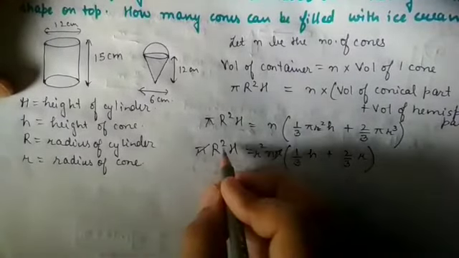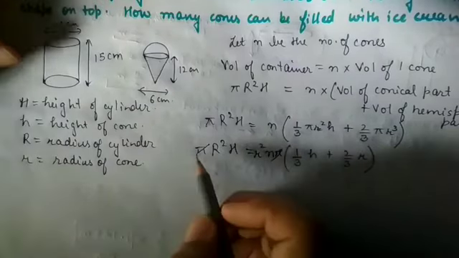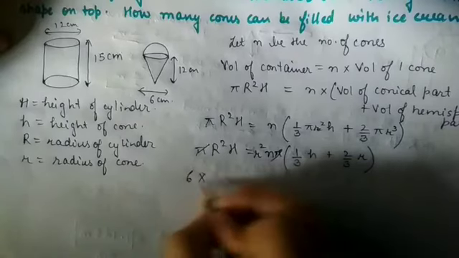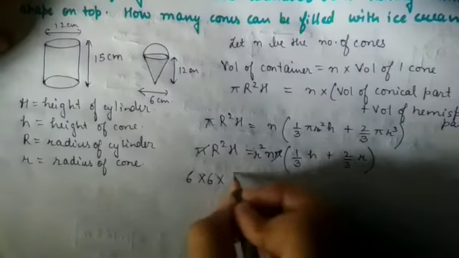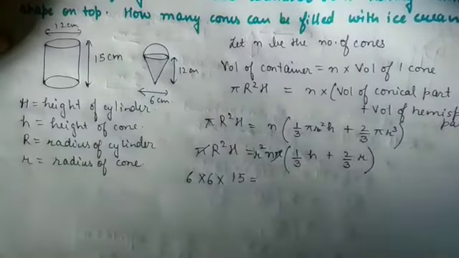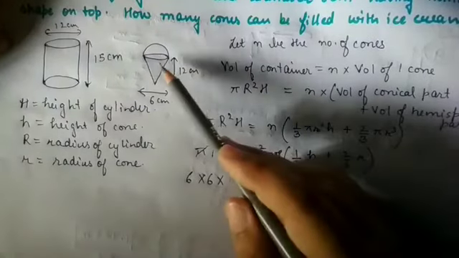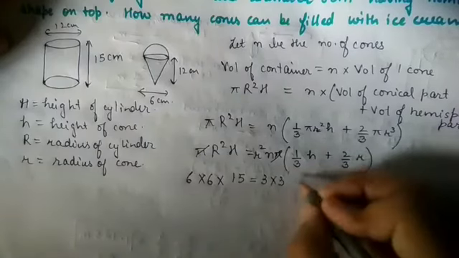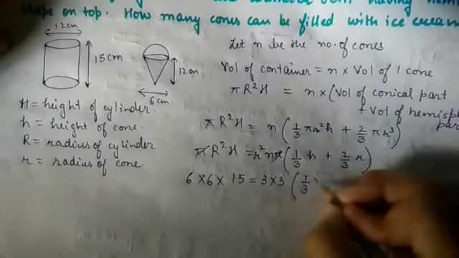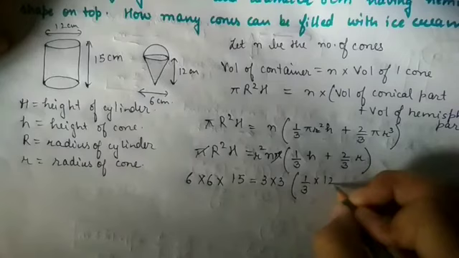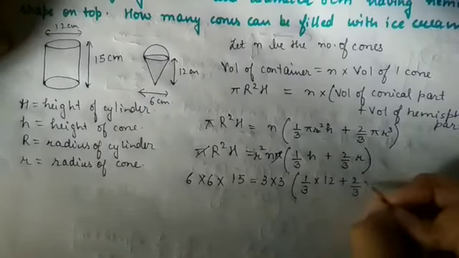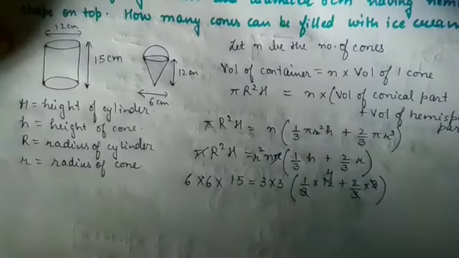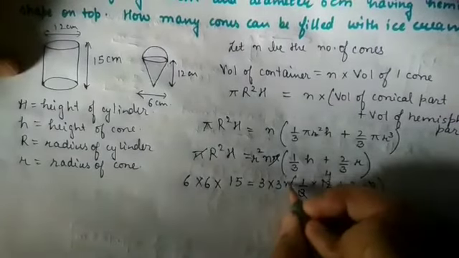So capital R is the radius of cylinder, that is 6 centimeter. So 6 into 6 into height is 15 is equal to small r is radius of cone or radius of hemisphere, it is 3. So 3 into 3. So here 1 by 3 into height of cone is 12 plus 2 by 3 into radius is 3. So now cancel the terms whichever possible, and here n is also there.